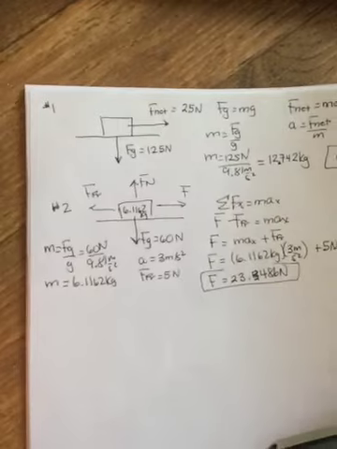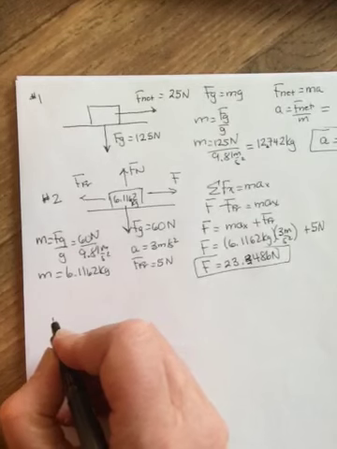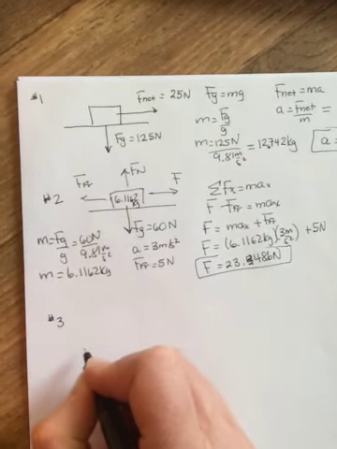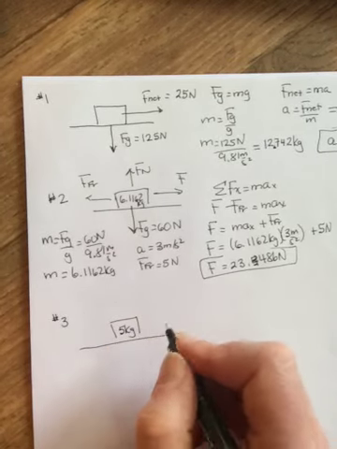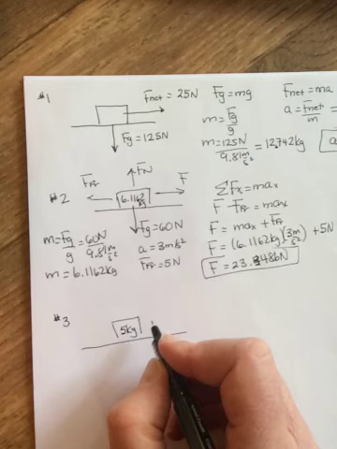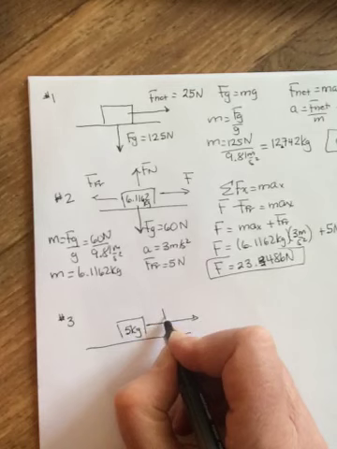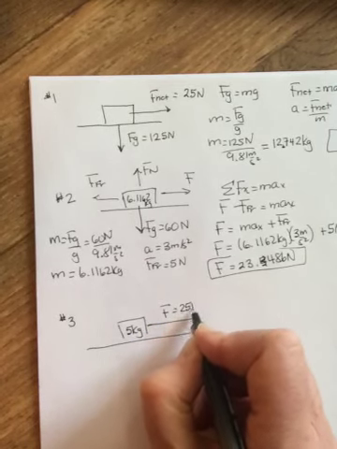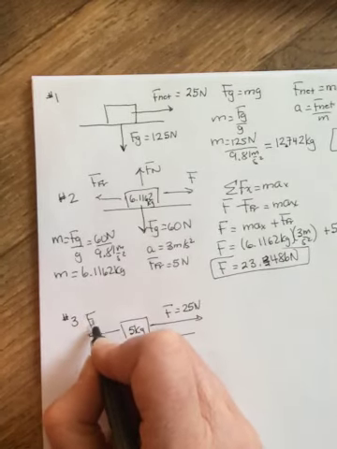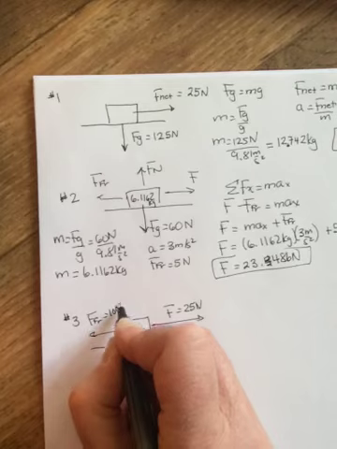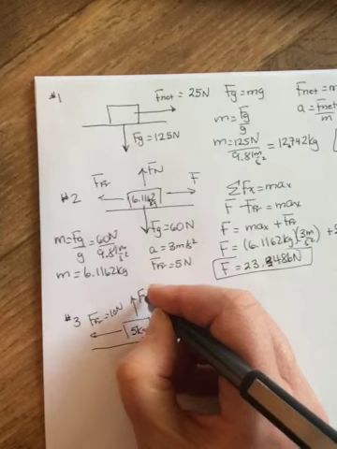Number 3, a 5 kilogram box is pushed along a horizontal floor by a force of 25 newtons. So this time they're actually telling us the mass, a 5 kilogram box. So put my 5 kgs in there, is being pushed along the horizontal floor by a force of 25 newtons parallel to the floor. So this is my F, 25 newtons. The force of friction, which opposes this motion, is 10 newtons. So friction going backward, 10 newtons. We know there's going to be an Fg going down and Fn going up.